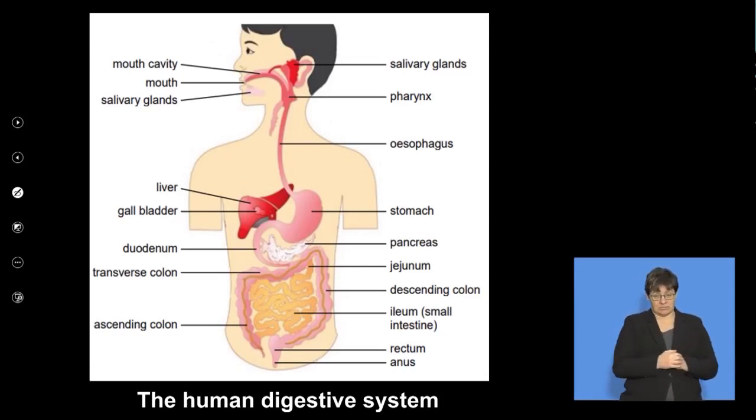So as we go through them, it's important that when you have a diagram like this, that you look at the overview of the diagram, identify the parts, and then use that to unpack each part and their function. So let's start with the mouth.